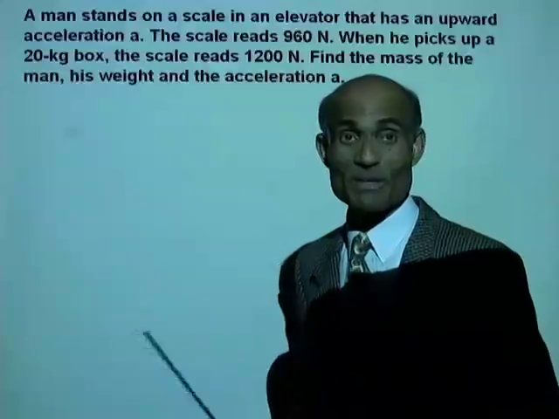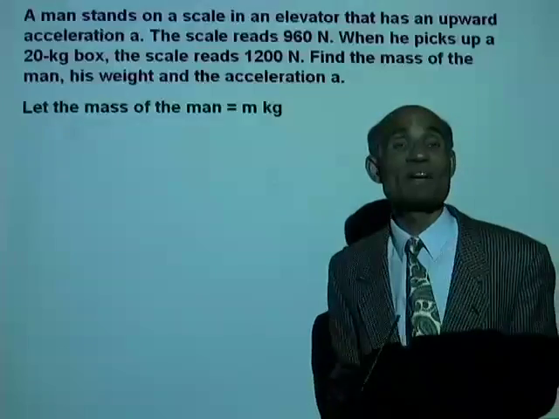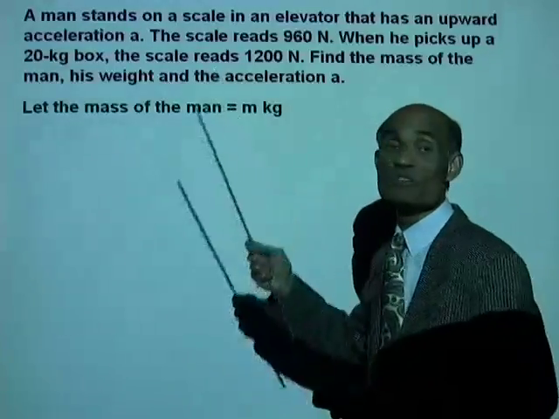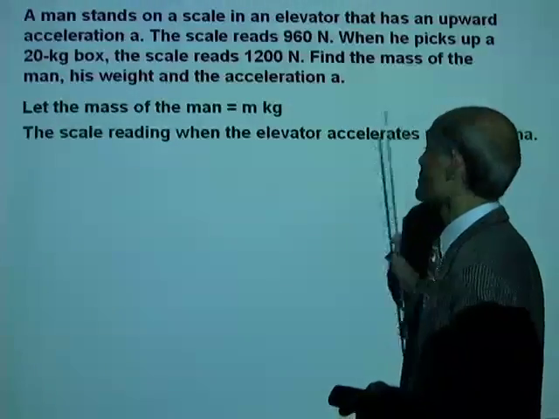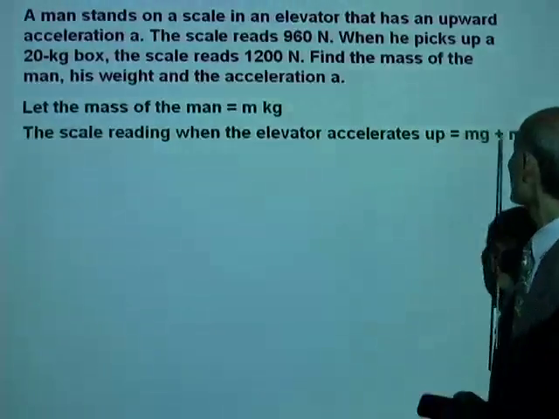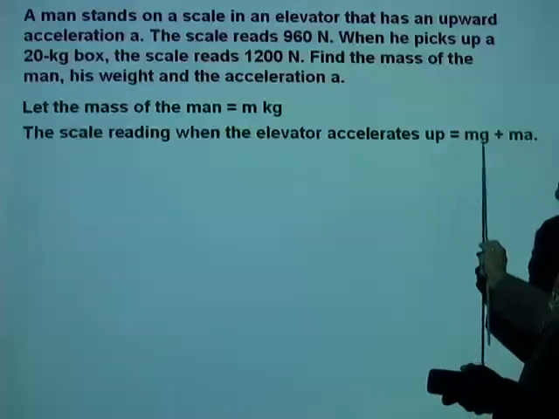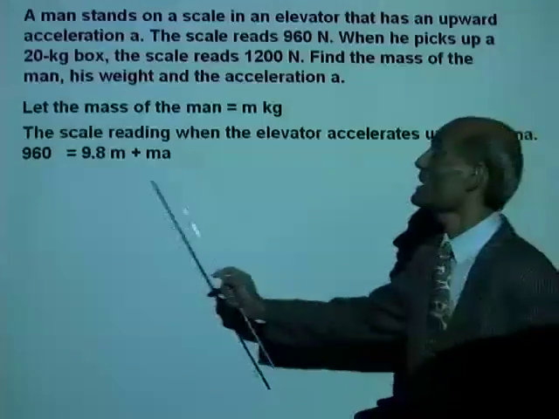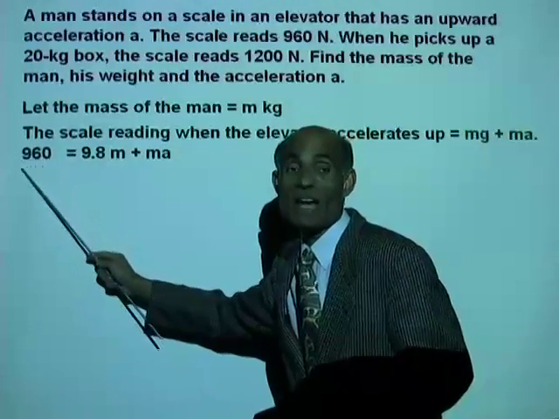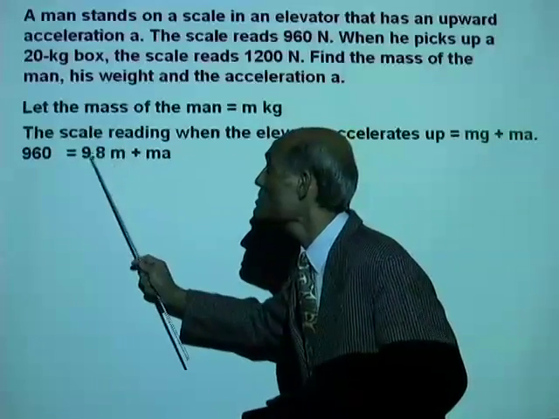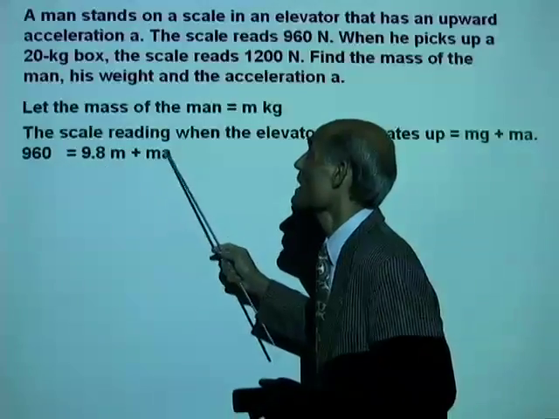Okay, that's a good problem. Let's set it up. Let the mass of the man be m kilogram. That is what we need to find. The scale reading when the elevator is accelerating up with an acceleration a is mg plus ma. Is that right? Yes. That means 960, this is the reading of the scale, equals mg plus ma, 9.8m plus ma.